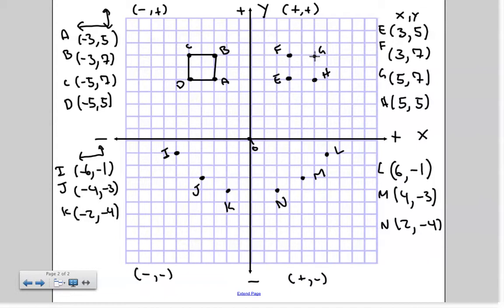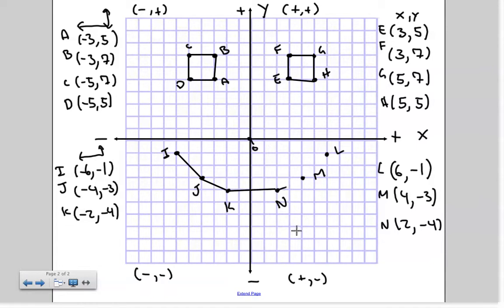And I can do the same thing with F, G, H, and back to F. And then I can also connect I, J, K to N, to M, to L. We get a little happy face.